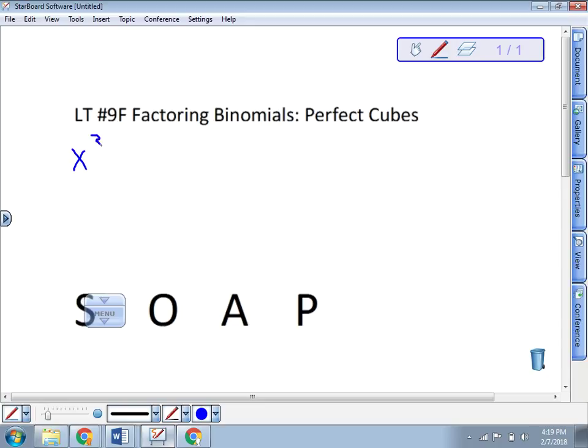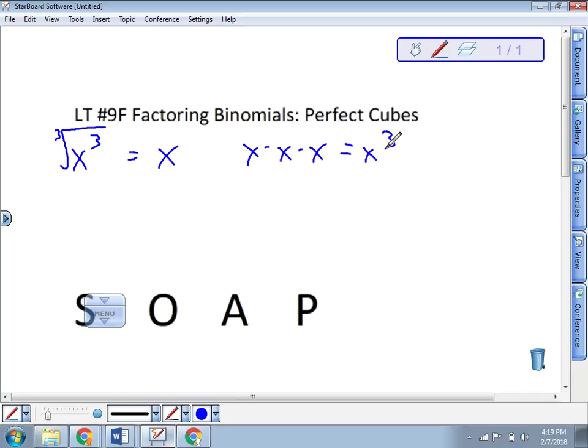If I have x to the third, what is that cube root? The cube root looks like the square root, but it's got the little 3 here. It's what number times itself three times equals that. So the cube root of x to the third is x, because x times x times x equals x cubed.